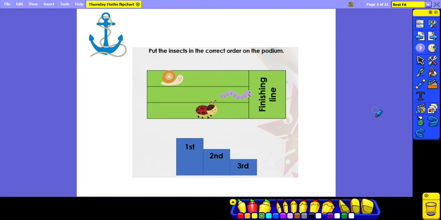We'll begin with our anchor, and I would like you to put the insects in the correct order on the podium. So this is the podium, and it says first, second, and third. And the insects have had a race, and this is where the finishing line is. So think about putting them in the correct order. Pause the video now and have a go.